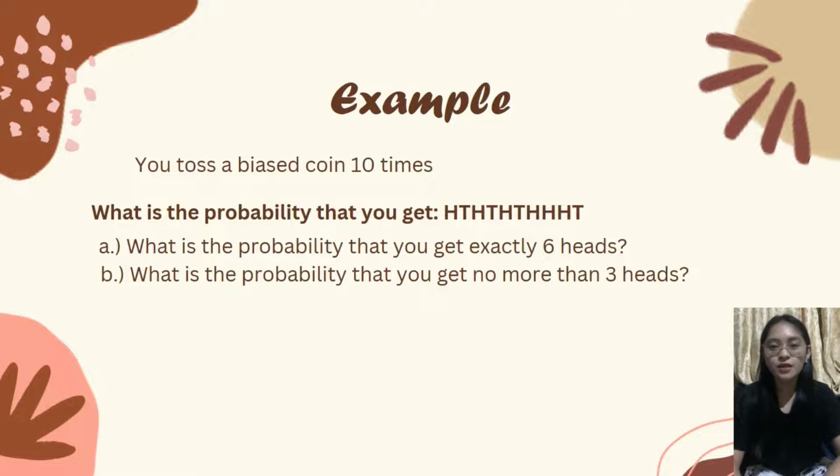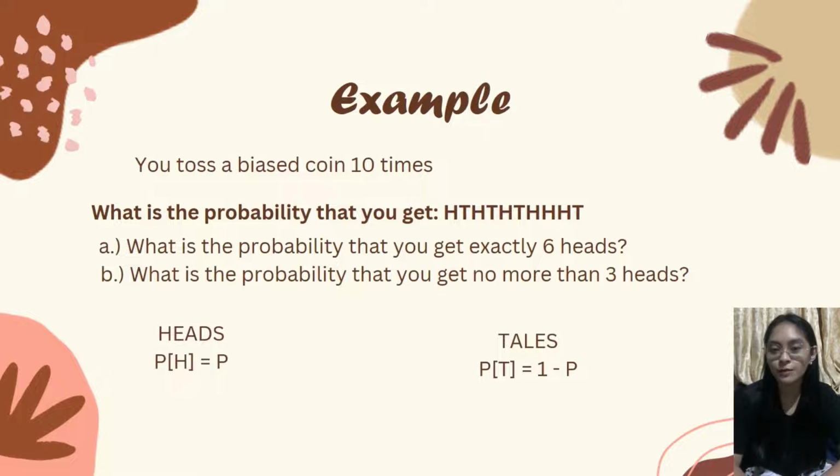For example, let's say that I toss a biased coin that comes up with heads with probability P, so it's going to come up tails with probability 1 minus P. And let's say that I toss it 10 times. First, we have to find the probability of H for the very first flip, then T for tails, and then H, then T, H, T, H, H, H, and then finally T.